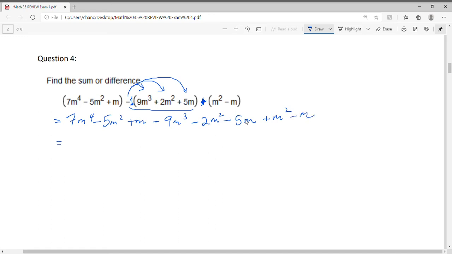Now let's collect like terms. I always start with the highest power first. I have 7m to the 4th. And then we'll look for the cubic terms. We have negative 9m cubed next.